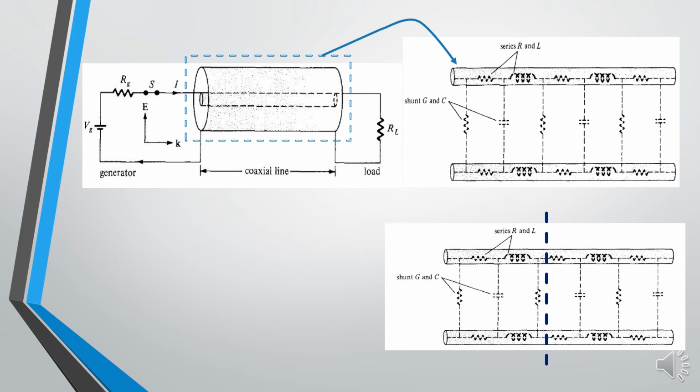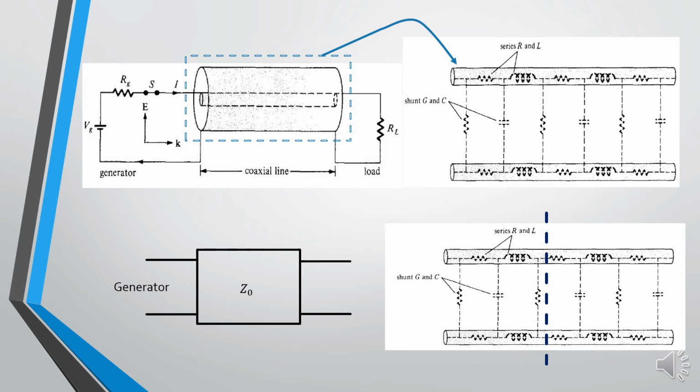And if we calculate these two image impedances, and if we consider a very small length of this transmission line, we can find out that these two image impedances are basically equal, and this image impedance is basically called the characteristic impedance of this transmission line. Now if we see this coaxial line as a black box, then the characteristic impedance of this coaxial line is Z0, right?